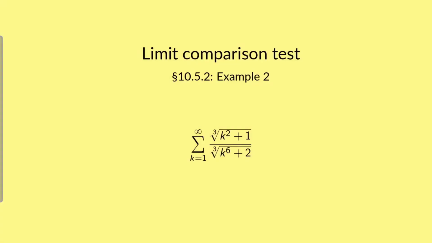Okay, now we're going to take a look at an example where the limit comparison test will be used to determine that a series converges. So let's look at this example right here. We have the series sum k equals 1 to infinity of the cube root of the quantity k squared plus 1 divided by the cube root of the quantity k to the 6th plus 2.